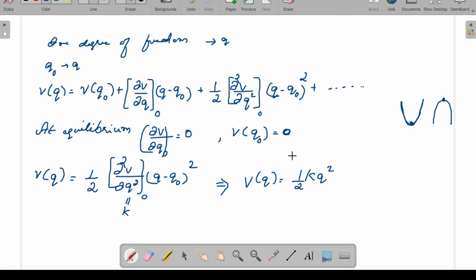So this becomes the general expression of potential energy, which we normally write as half k x squared. Instead of x, we have written here q as the generalized coordinate. So here the potential energy function finally turns out to be half k q squared, starting from writing the Taylor series expansion.